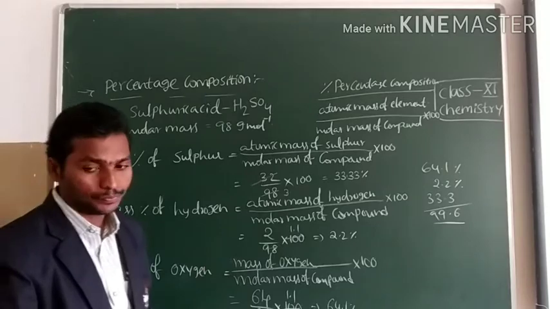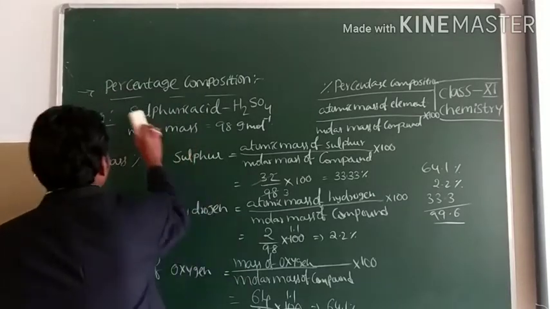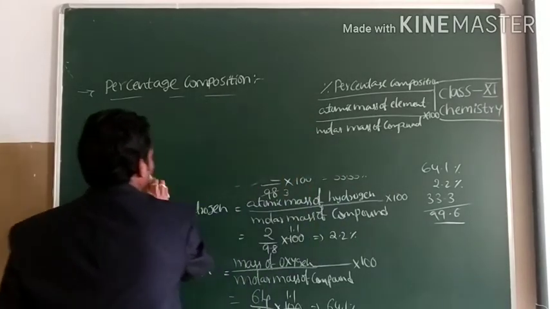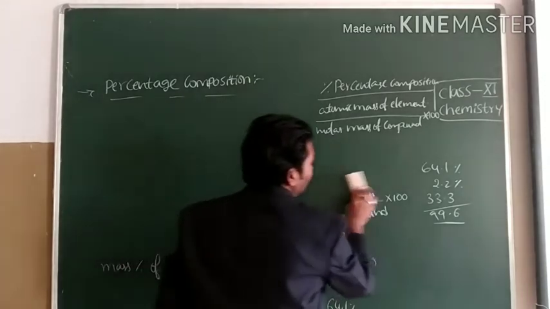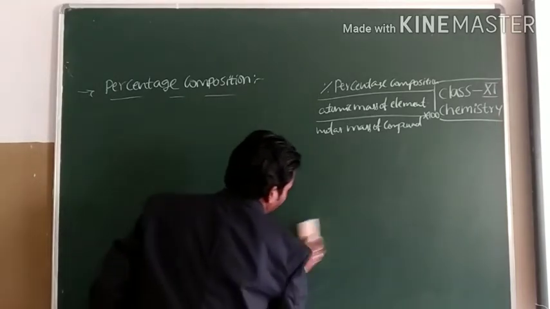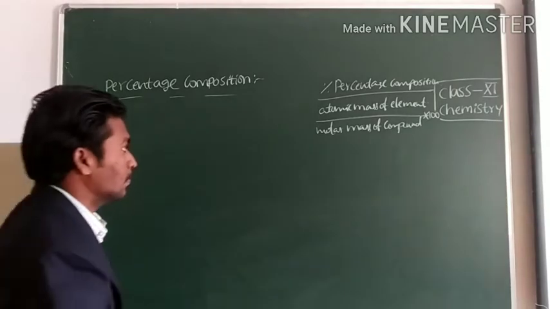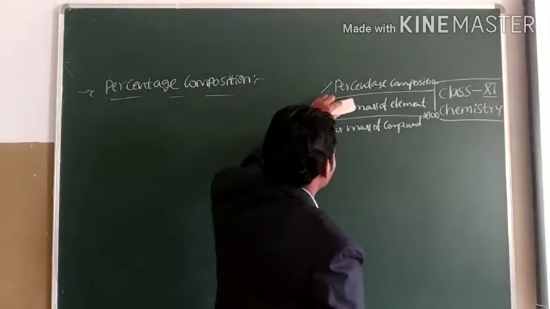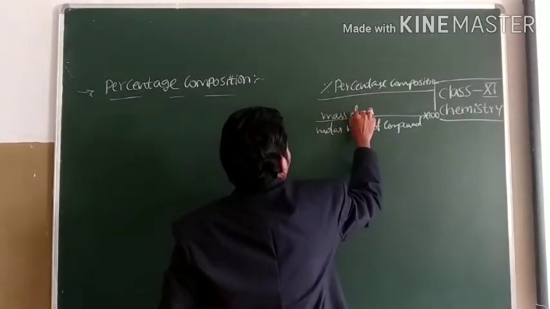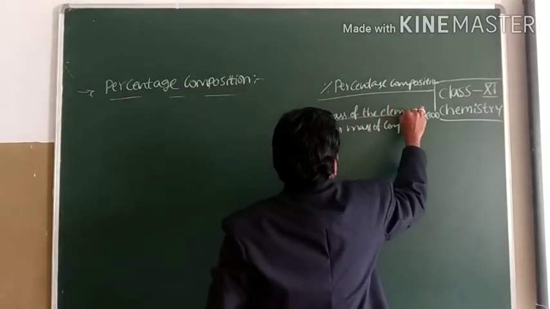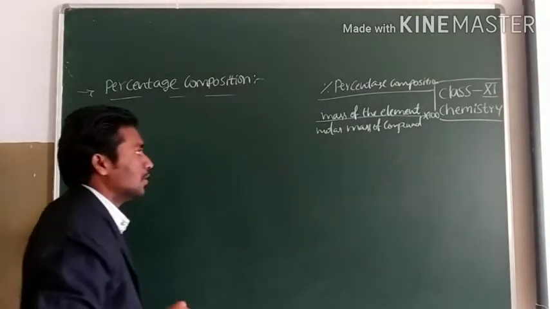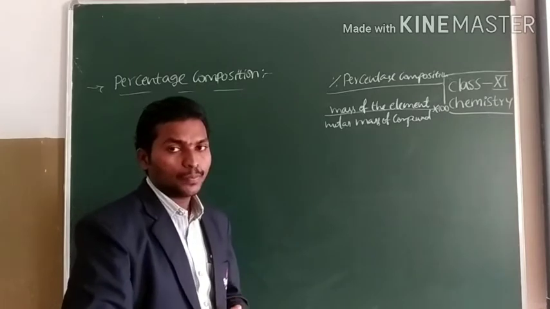Let's see one more example. We have to remember the formula: mass of the element by the molar mass of the compound, into 100. Let us find out the percentage composition of water.